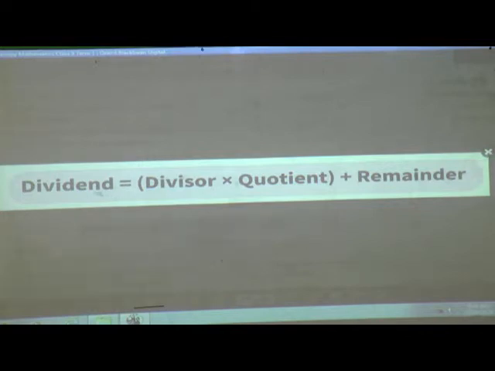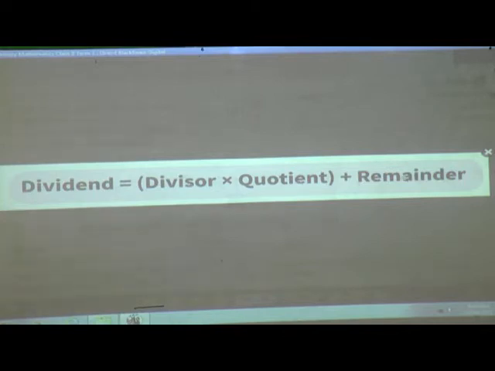At that time you have to follow this rule. There is one rule. What is the rule? Dividend is equal to divisor into quotient plus remainder. Dividend is equal to divisor into quotient plus remainder.